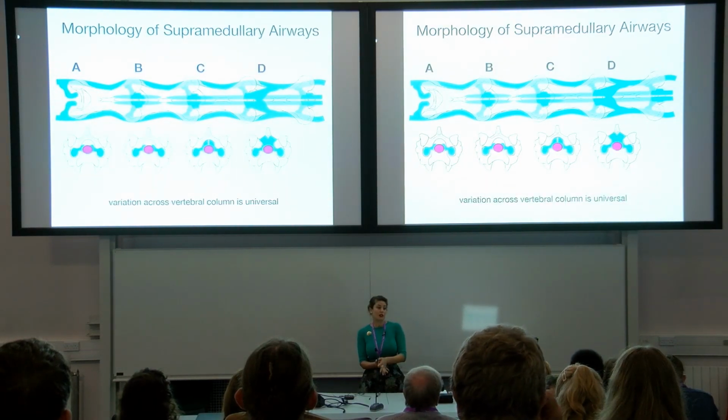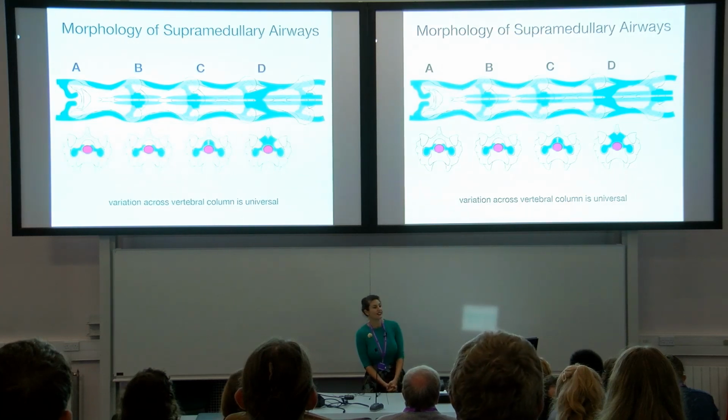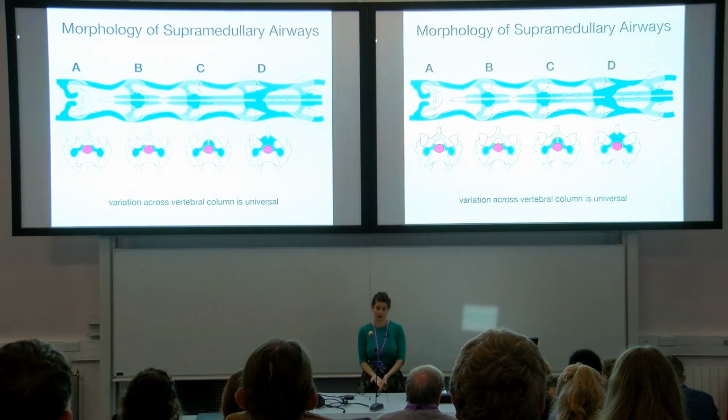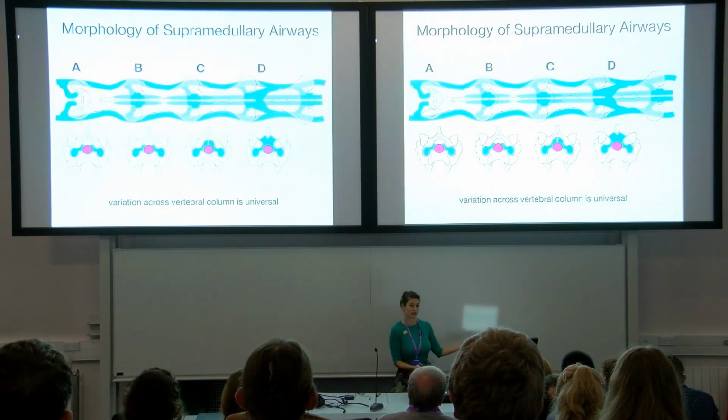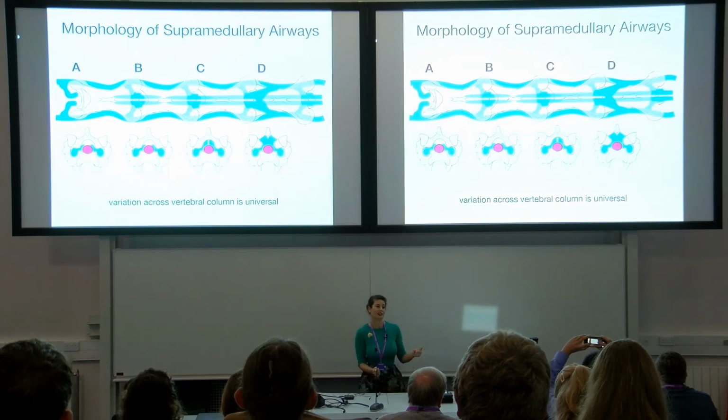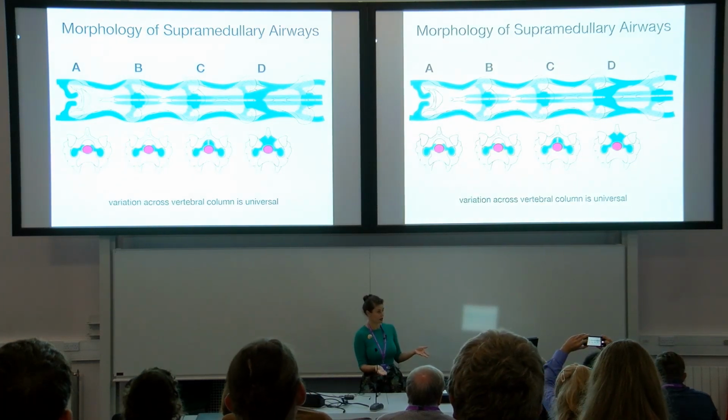There's a couple really important things to note here. One is that this is really representative of a spectrum of morphologies. These all grade into each other, so they're not as discrete as they've been presented here. I just wanted to give you a sense of the variation that we see.